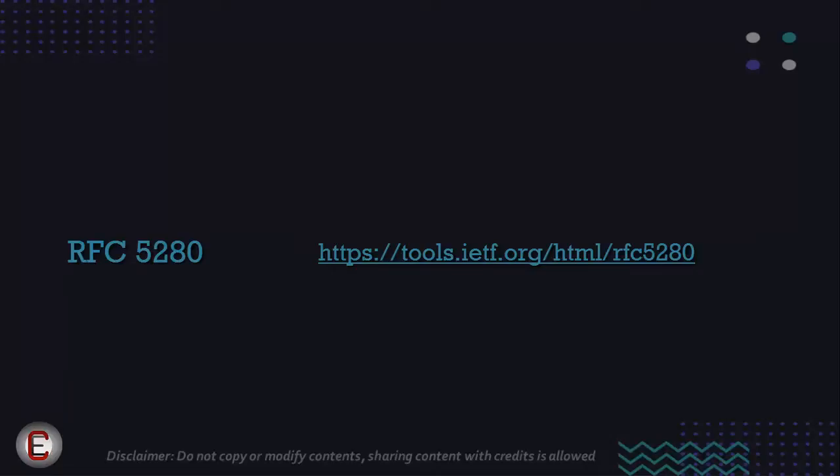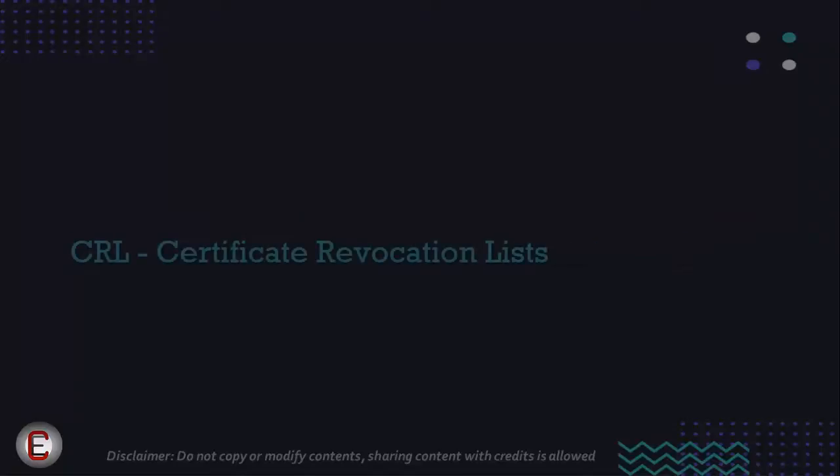This RFC also has details on the topic of CRLs, also called Certificate Revocation Lists, but we will try to understand the basics of CRLs over here as well. CRLs or Certificate Revocation Lists are a method by which certificates may be invalidated before their not after date has expired.